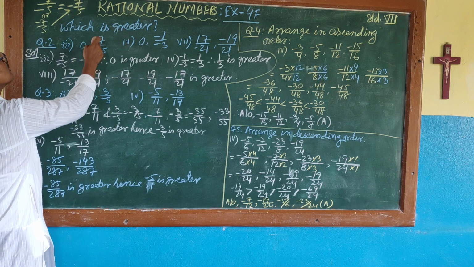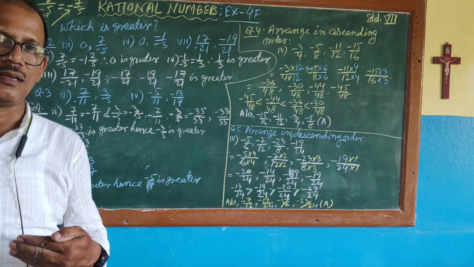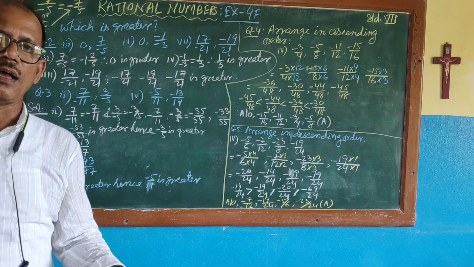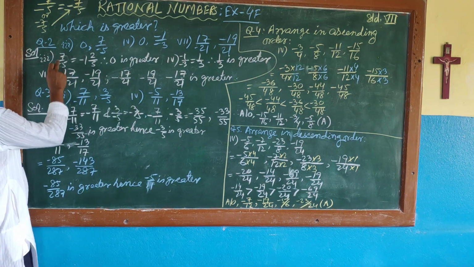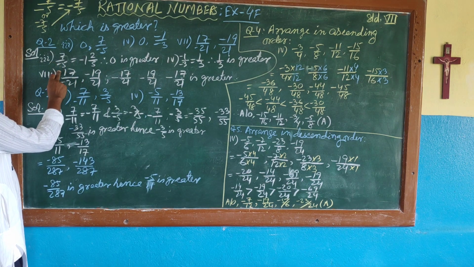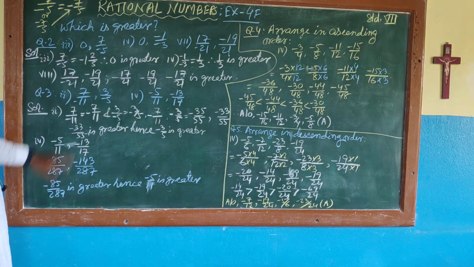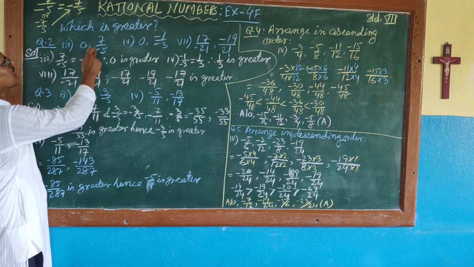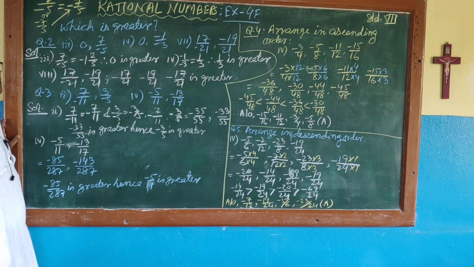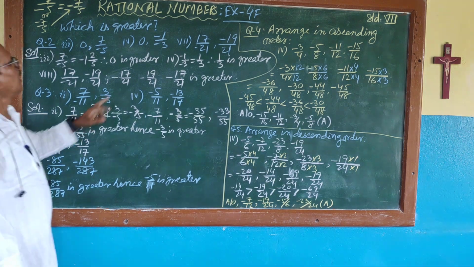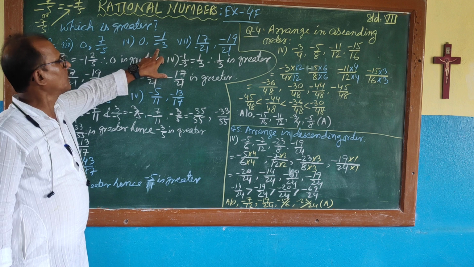0 is greater than minus 7 by 5. I said to you all the positive rational numbers are greater than 0 and all the negative rational numbers are lesser than 0. See, minus 7 by 5 is equal to minus 1 and 2 by 5. If you do it, it's fine, you need not do it. 0 is greater, as it is a negative rational number, 0 is greater than this. Could you understand?